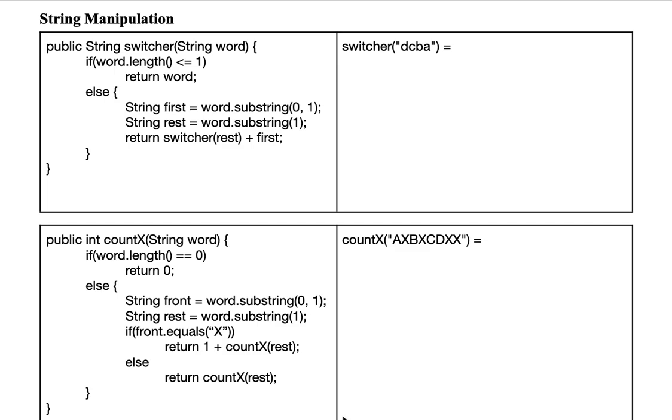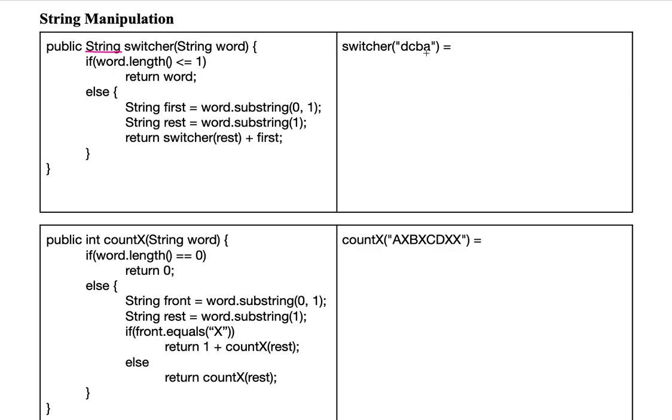Recursion can be used to manipulate strings as well. Let's see a couple examples here. So if we had the function switcher and it had an input DCBA, you notice that it's returning a string. What it says is if the word's length is less than or equal to 1, we just return the word. So if we ever get down to just one letter, that's all the recursive function will return.